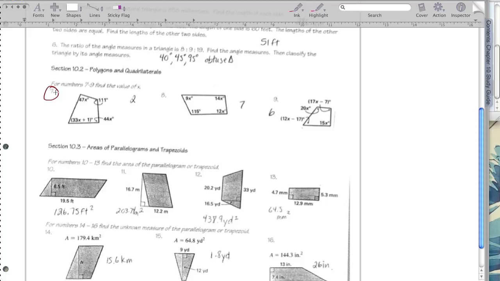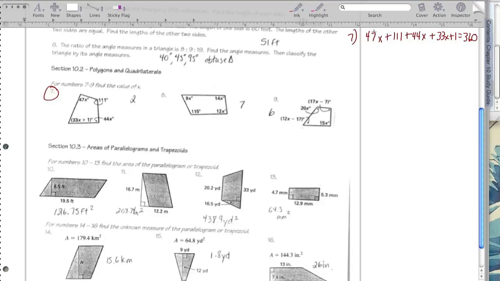So starting with number 7, I just gave that whole explanation about how quadrilaterals have 360 degrees, and I completely overlooked that. So if that was you, and you got an answer like I was starting to get, like a fraction, then you may get hinted that you did something not right. So that was good that that happened. But we have 47x plus 111 plus 44x plus 33x plus 1 equals 360. That was my mistake. Again, four-sided figures, 360 degrees.